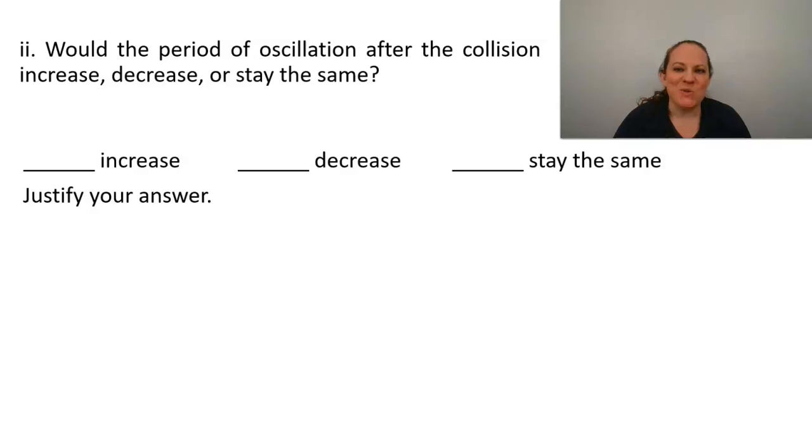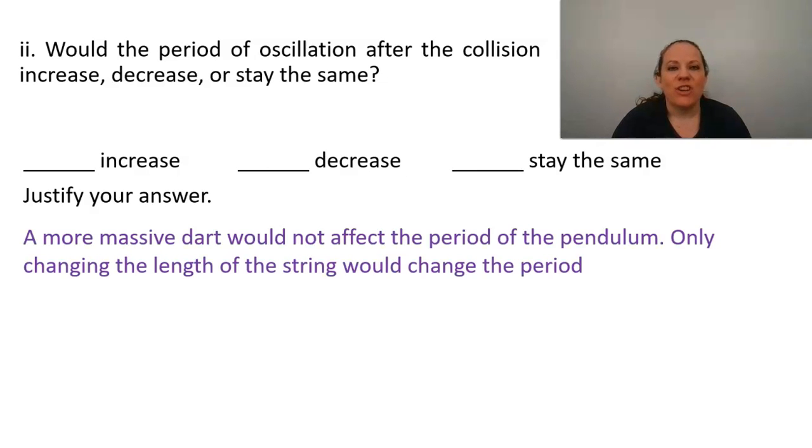And in part 2, would the period of oscillation after the collision increase, decrease, or stay the same? Justify your answer. Same deal. Justify first. A more massive dart would not affect the period of the pendulum. You could even cite the equation T equals 2 pi times the square root of L over g. Only changing the length of the string would change the period. So we're going to select stay the same.